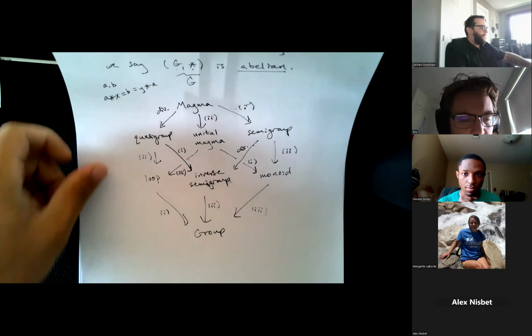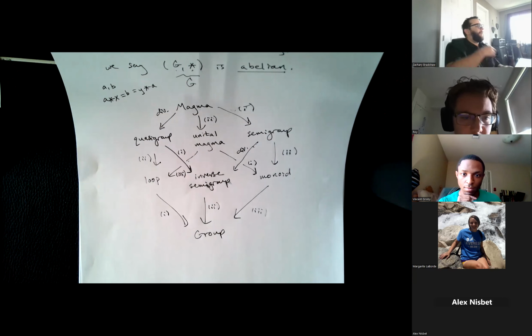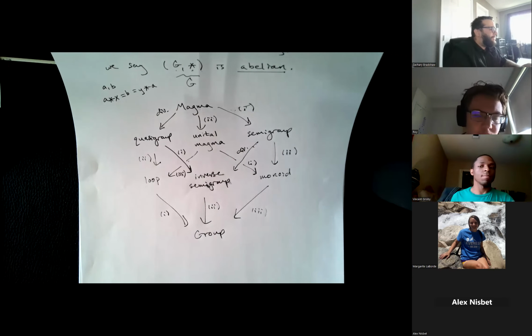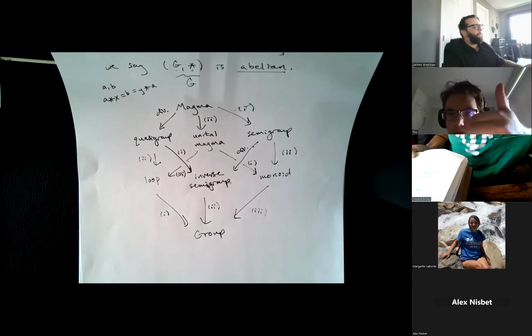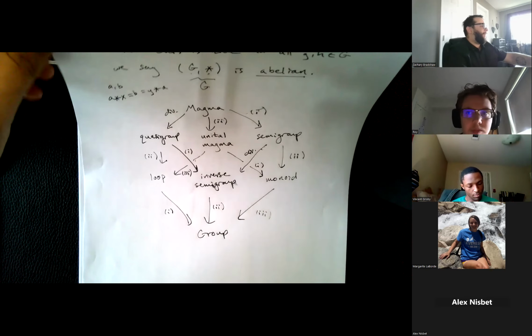Wait, could you put the map back up for a second? Sure. Oh, sorry, I just misread it. So this map is, I think, listed in the Wikipedia article on semigroups, maybe. Yeah, it's one of these structures, I think, on the right, either semigroups or monoids.